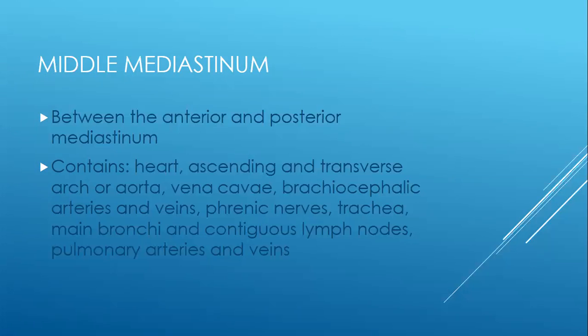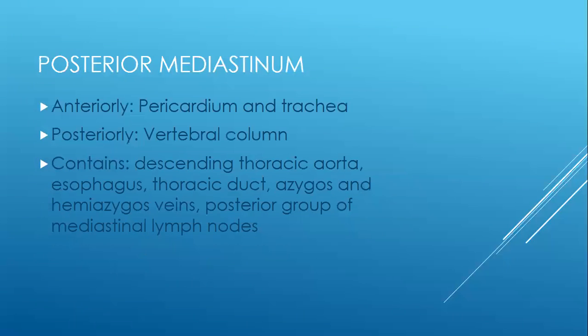It contains your heart, ascending and transverse arch of the aorta, your vena cava, brachiocephalic arteries and veins, phrenic nerves, trachea, main bronchi, contiguous lymph nodes, as well as the pulmonary arteries and veins.